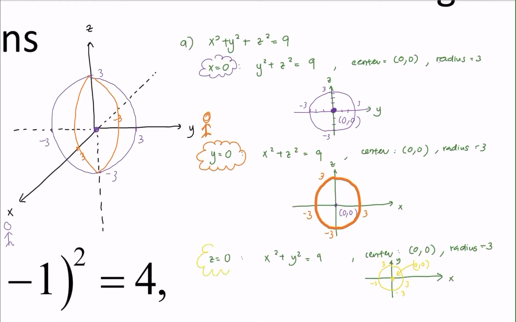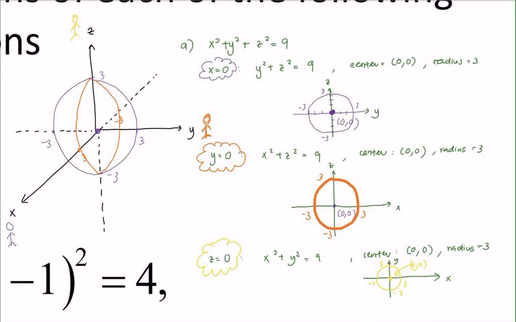Now the last one is at z equal to 0, at the floor. Imagine you are on the z axis looking down and you can see a trace. It's a circle at the floor. The radius is 3 and it is on the x and y axes, so x and y are also at 3.